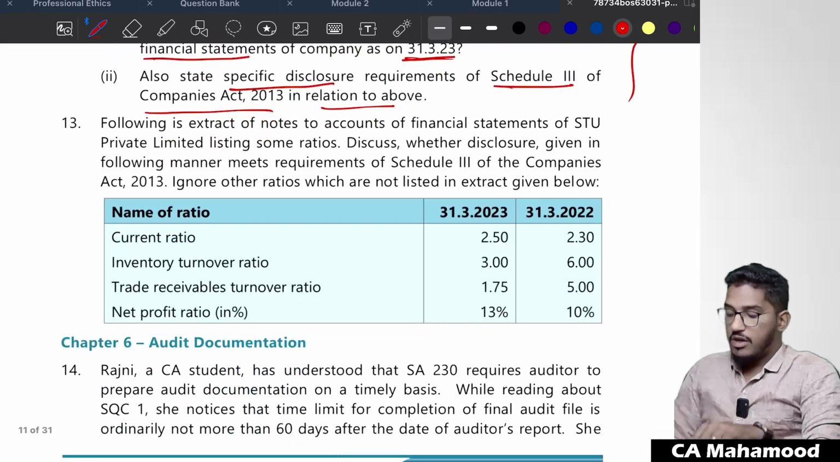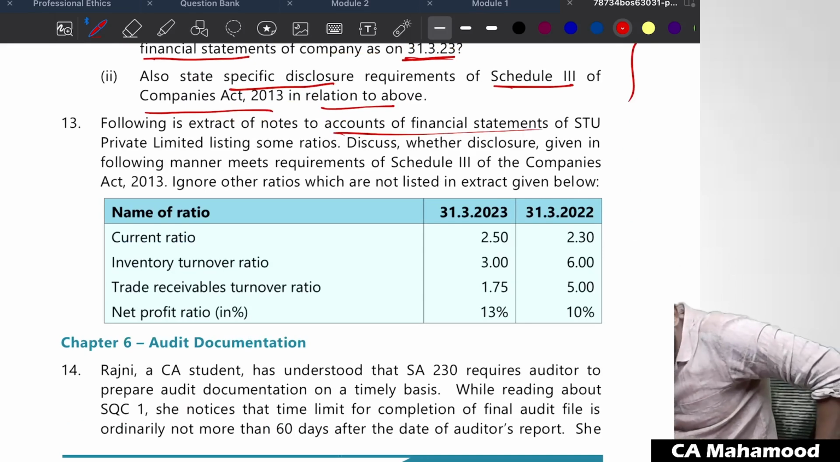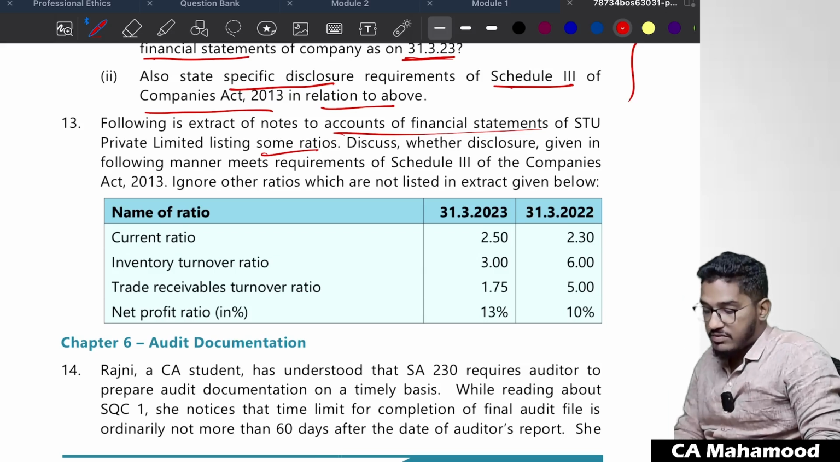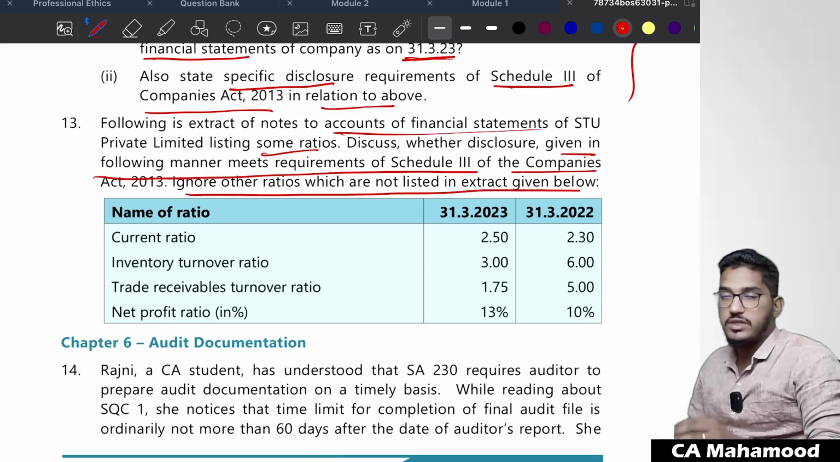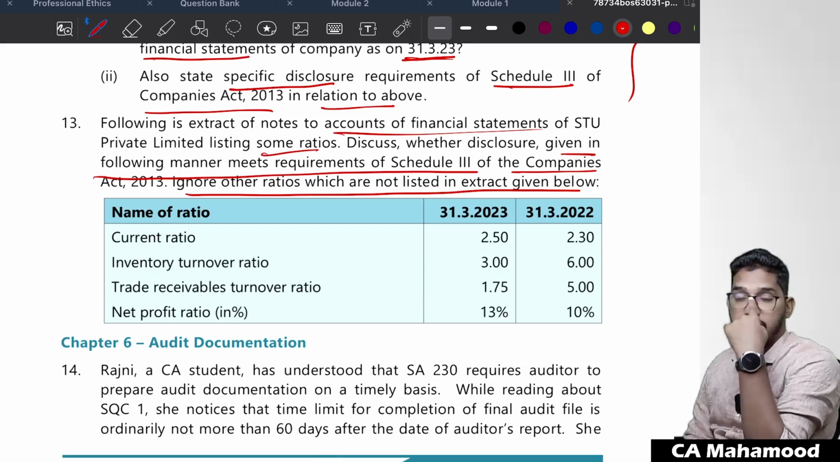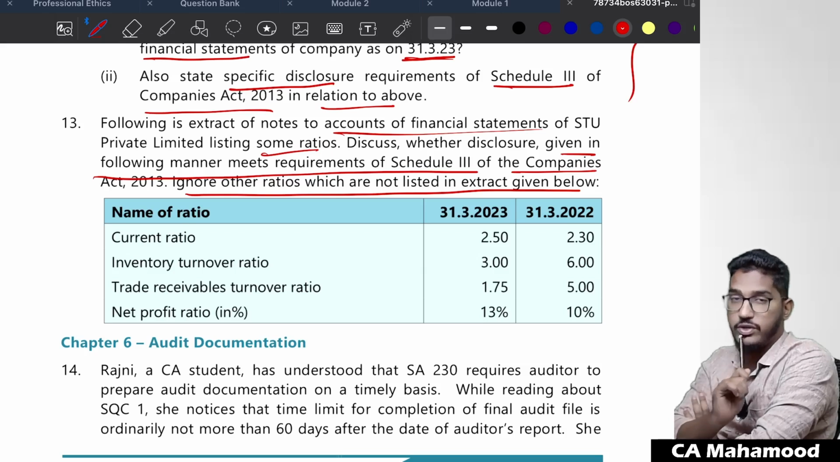Next. Following is the extract of notes to accounts of the financial statements of STU Private Limited, listing some ratios. Discuss whether disclosure given in the following manner meets the requirement of Schedule 3 of the Companies Act. Ignore other ratios which are not listed. So if you remember, this point also we have covered in our audit of items of financial statements, and even in the marathon I focused a lot on this point.